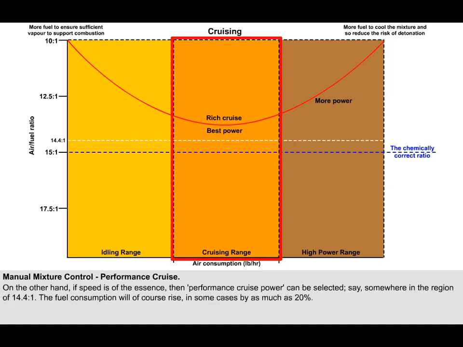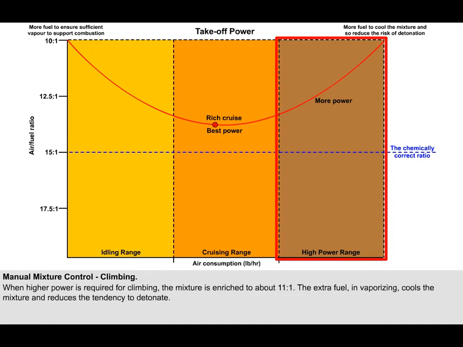On the other hand, if speed is of the essence, then a mixture setting which gives performance cruise power can be selected, say somewhere in the region of 14.4 to 1. The fuel consumption will of course rise, in some cases by as much as 20%. When higher power is required, for instance when climbing, the mixture is enriched to about 11 to 1. The extra fuel, in vaporizing, cools the mixture and reduces the tendency to detonate.